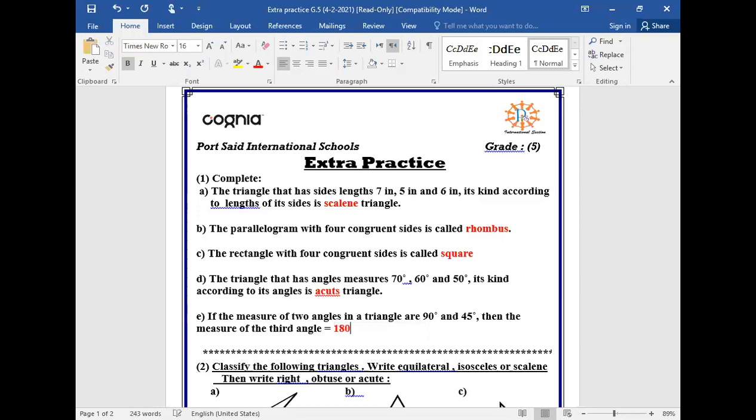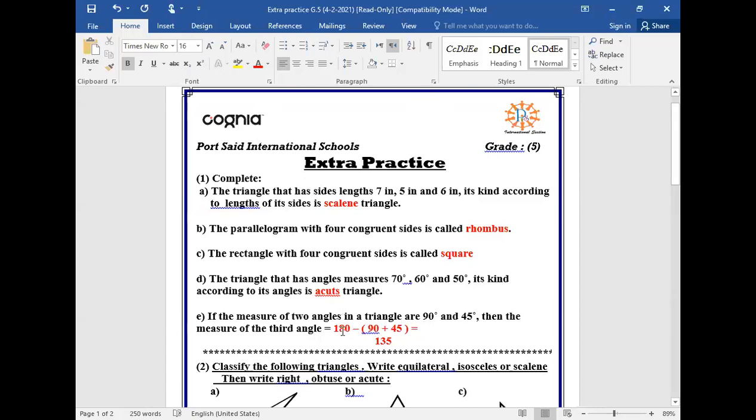I mean 180 minus the sum of 90 plus 45. We add firstly 90 plus 45 equals 135. Good. 180 minus 135. 0 minus 5 can't be.